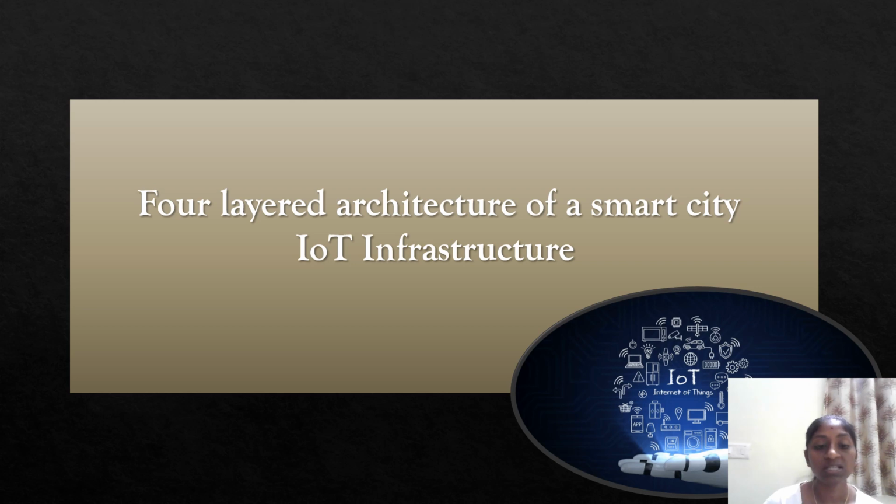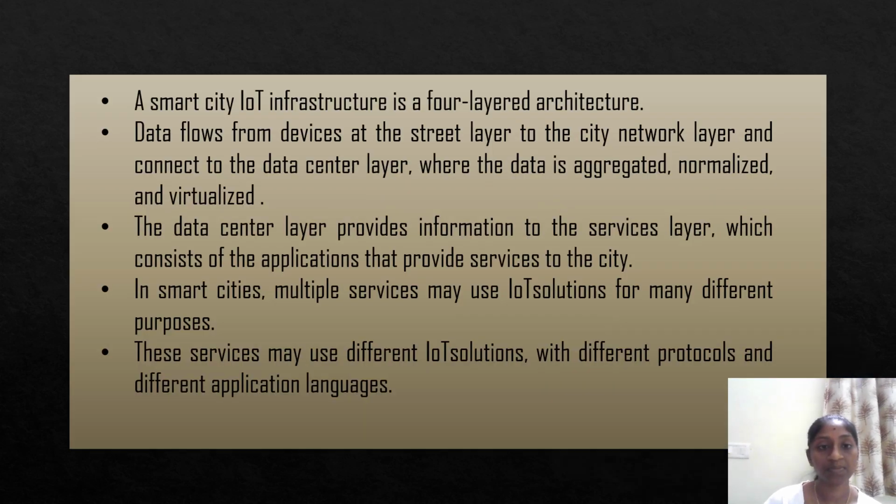Let's look into the four-layered architecture of a smart city IoT infrastructure. A smart city IoT infrastructure is a four-layered architecture. Data flows from devices at the street layer to the city network layer and connects to the data center layer, where the data is aggregated, normalized, and virtualized.